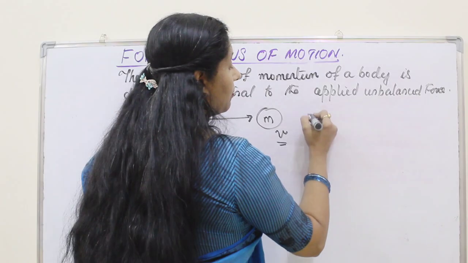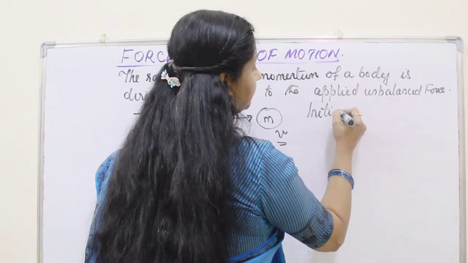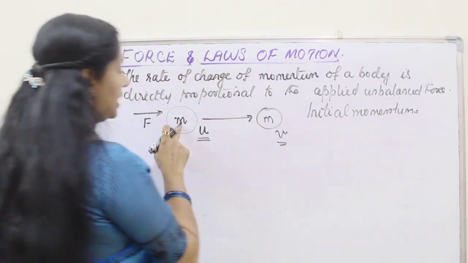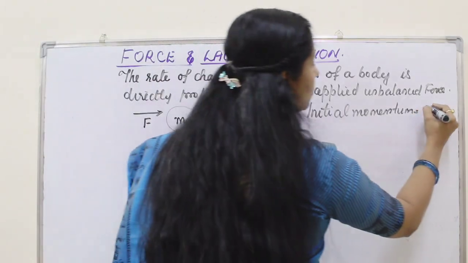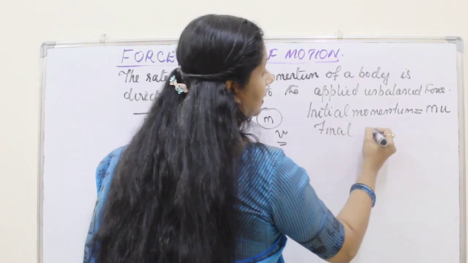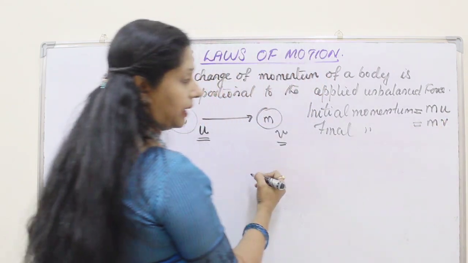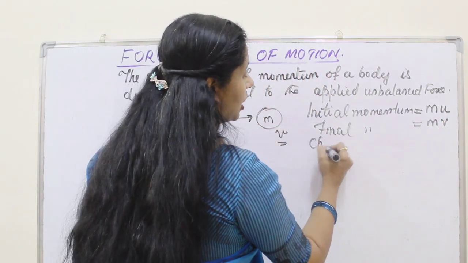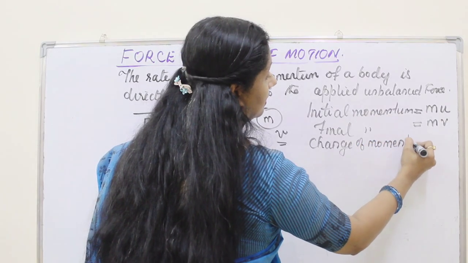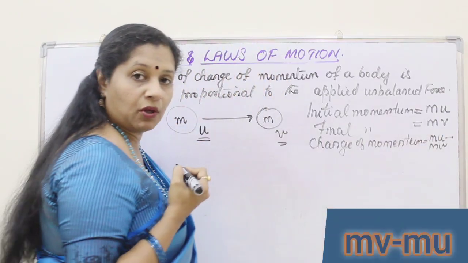So we know that momentum means what? Mass into velocity. So what is the initial momentum? Initial momentum is easy to find out. What is the mass initially? m. What is the velocity initially? u. So m into u, mu. Then what is the final momentum? Final momentum is again m into v, mv. Okay. So now what we have to see is the change of momentum. Change of momentum is mv minus mu.